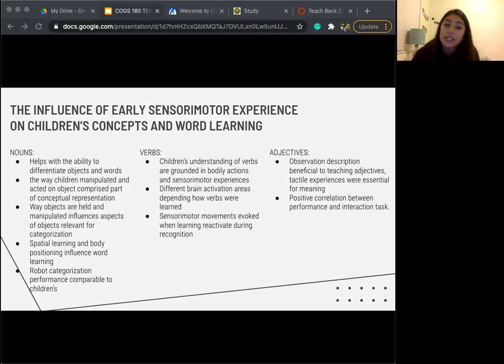Finally, in the adjective section, a study found that observation and description is beneficial to teaching activities. Tactile experiences were essential for meaning, and there was a positive correlation between performance and interaction with their tasks. For example, the higher the children's performance was, the higher the children's tactile interaction was for the task.